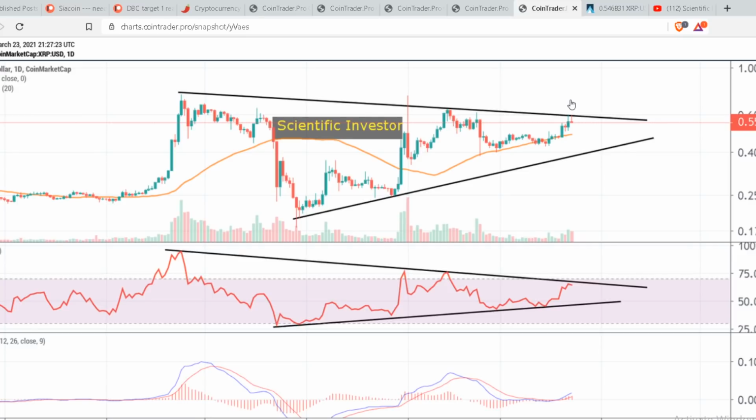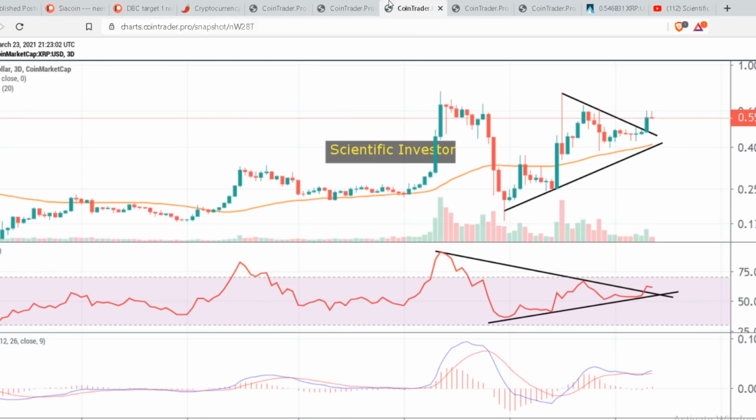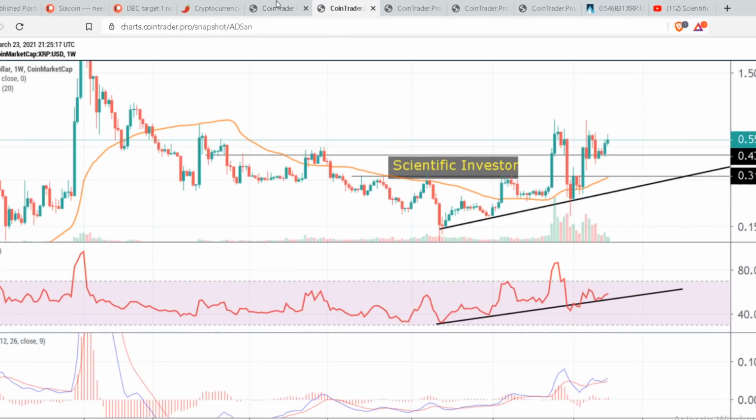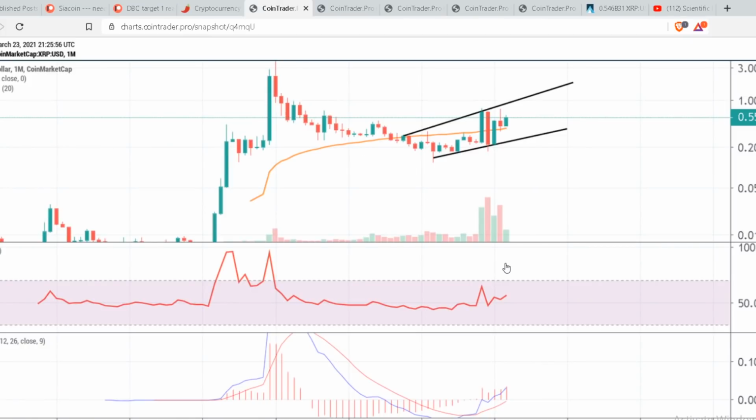So what is going to happen? What does the MACD suggest? What is the RSI looking to show you? We have to go through that by taking you guys through a 3-day chart, weekly chart, and monthly chart, and understand what is being shown in the charts.